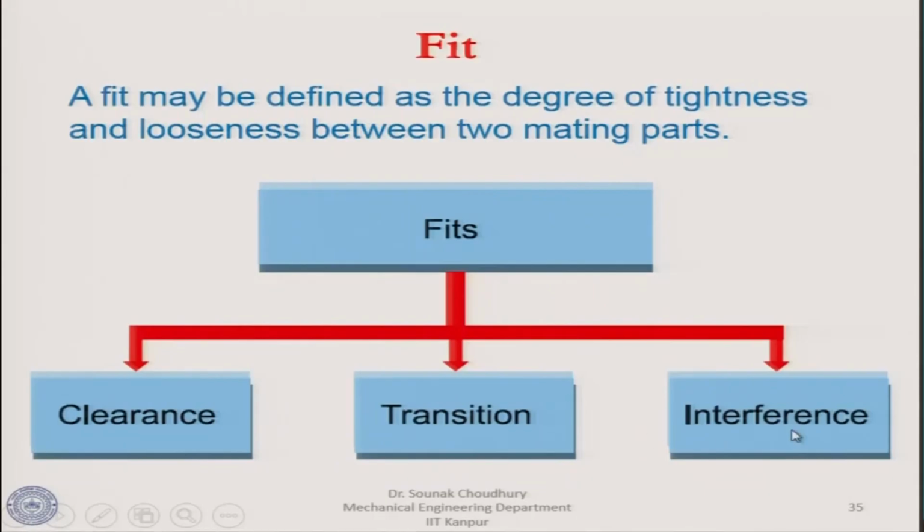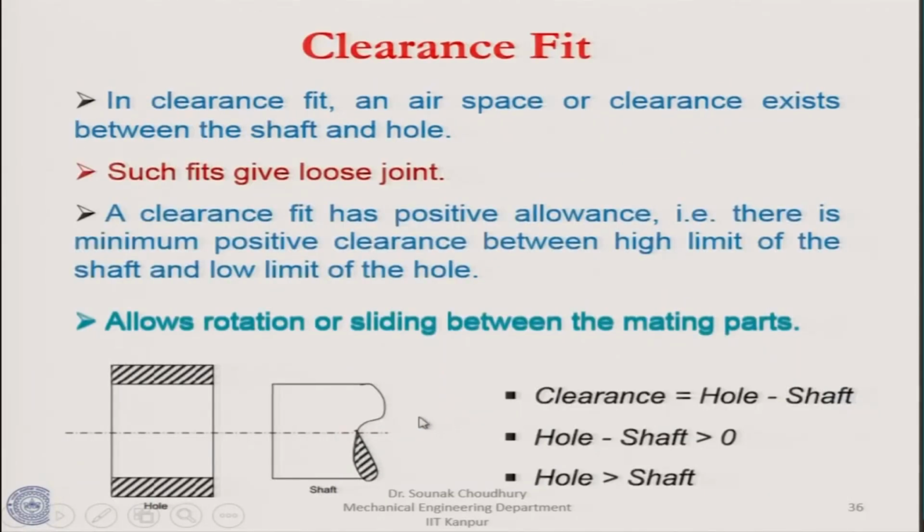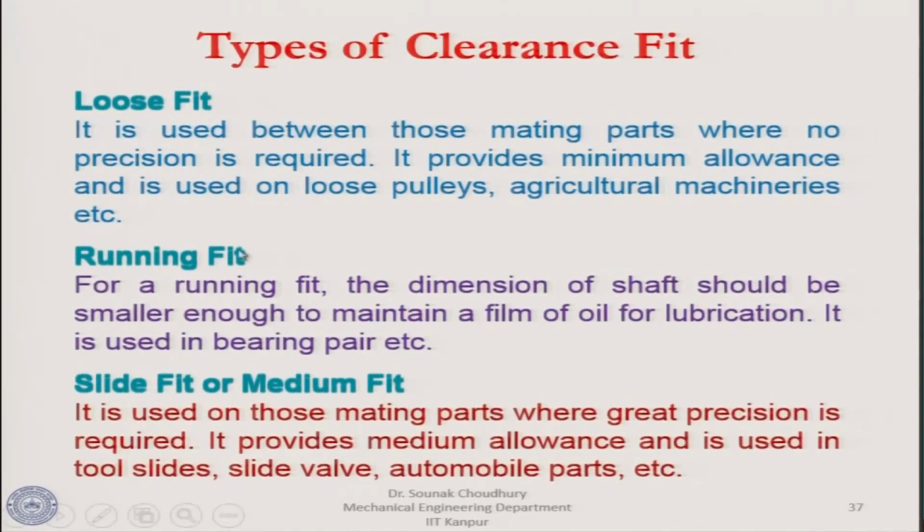Fits can be clearance fit, transition fit, or interference fit. Clearance fit is where the shaft diameter is a little less than the hole diameter. This is the basic thing. So, this is the loose joint. The clearance is hole minus shaft, and the hole is bigger, so hole minus shaft is more than 0. The types of clearance fit can be loose fit, running fit, slide fit, or medium fit, depending on the level of fitness.